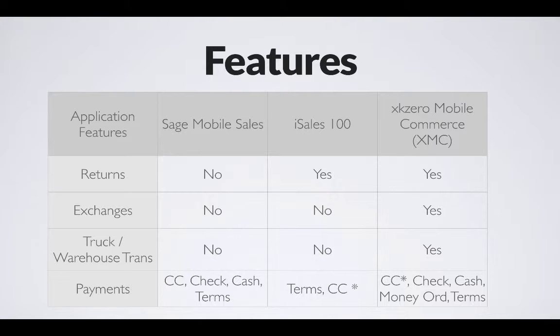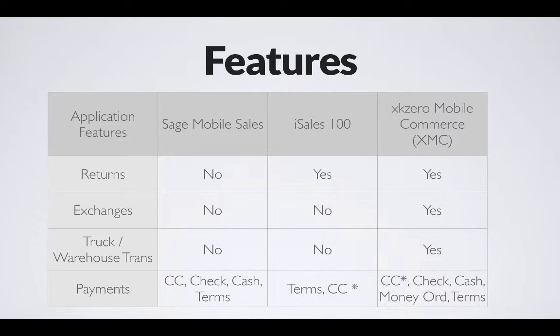So XMC will do a transfer from one warehouse to another. It will do a transfer from one truck to another truck. In terms of payment automation, this is really important to understand. Sage Mobile Sales automates credit cards, checks, cash, and will allow you to sell on terms.